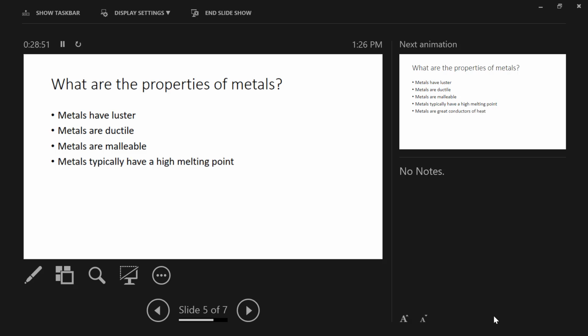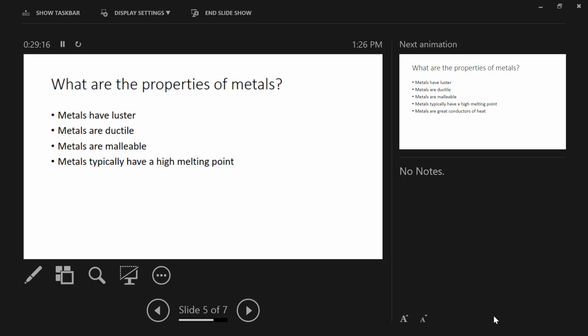Metals typically have a really high melting point. So they tend to be solid at room temperature. There's one exception to that. I bet at least some of you can think about it. They tend to be solid at room temperature and you have to heat them up a lot to get them to melt. What was it, Charles? Mercury. Mercury. Well done, Charles.